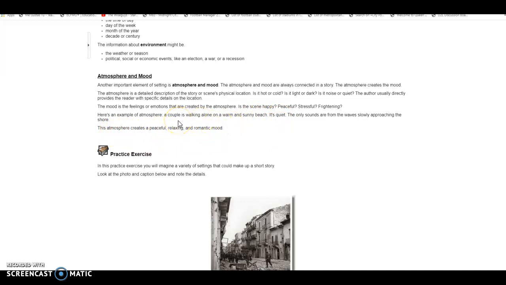So the two always go together, and you always describe the atmosphere first. So what is the physical environment, and then what is the mood, the feelings and the emotions that are created by that physical environment.